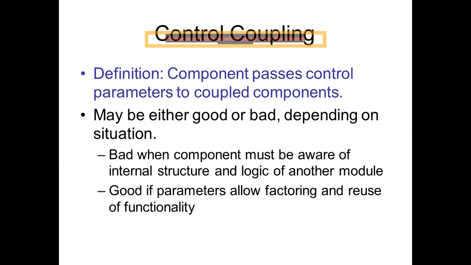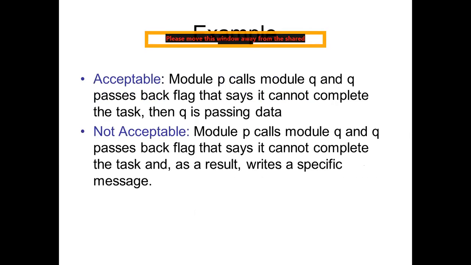Good is when parameters allow factoring and reuse of functionality. So it is good if we are able to use the advantages of another component, or use the parameters of each component with each other. If we are unable to do this, then it is bad. So whether the control is good or bad depends on the situation. Here is one example for acceptable or not acceptable.